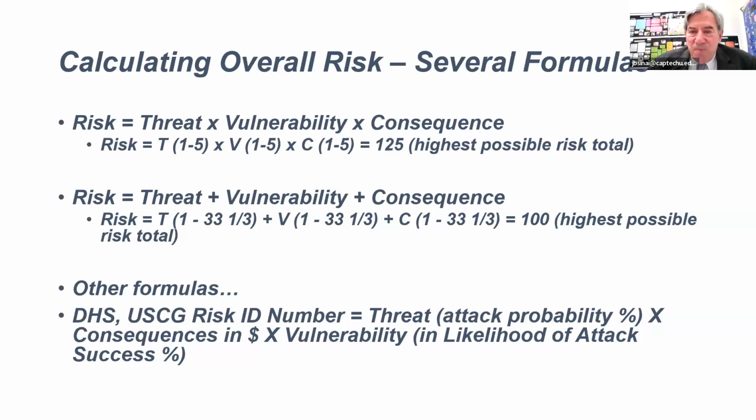So this way, you could score, let's say, this is what I tried to do in the second formula that I sort of invented, in which each component is scored at a maximum of 33 1/3, so that they total 100 as the highest possible risk total. But then again, some people might say that they're not all equal, so you can't give vulnerability a 33 1/3 score. But for illustrative purposes, I find this to be useful.